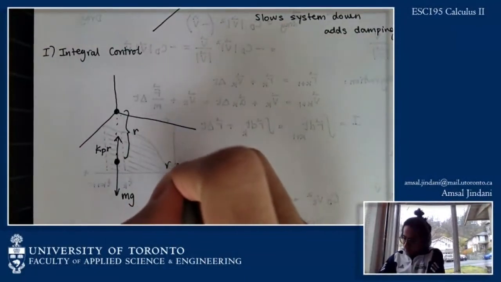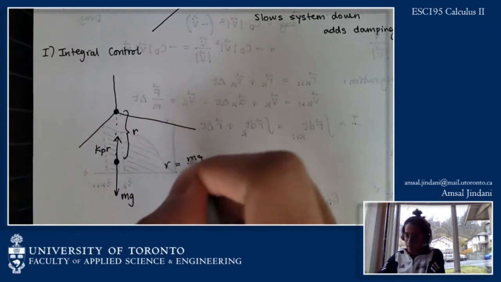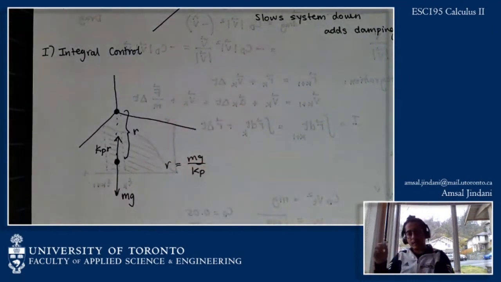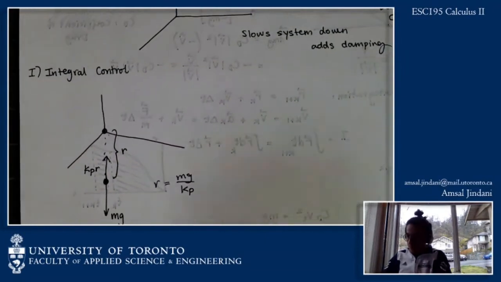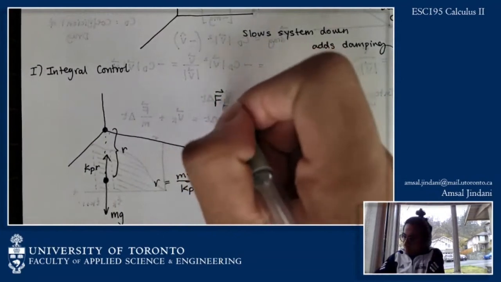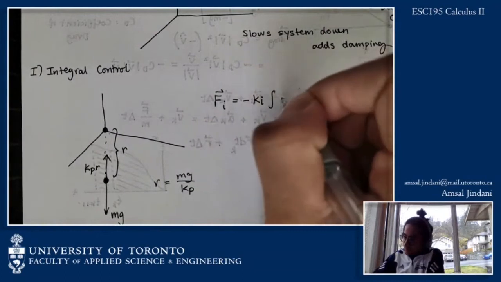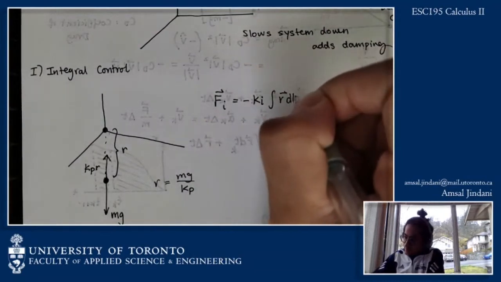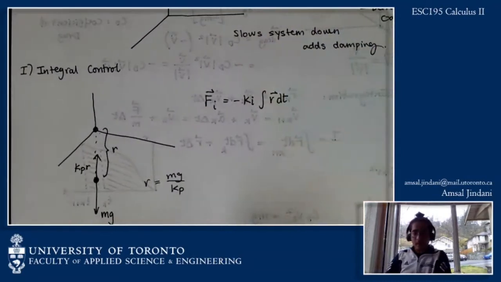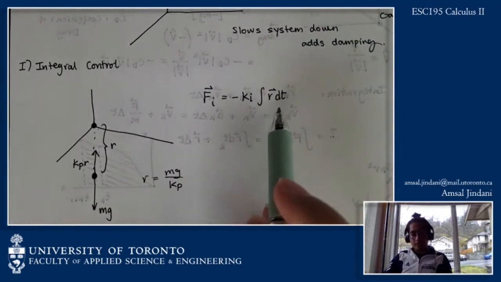And you can actually find out what R is. R is just equal to mg over Kp, and if you plug in our values, you'll see that -7 meter deflection. So now how do you fix something like this? This is where the integral control term comes in. So you have Fi equals minus ki integral of r dt. And this is why I was computing and tracking the value of the integral over time.